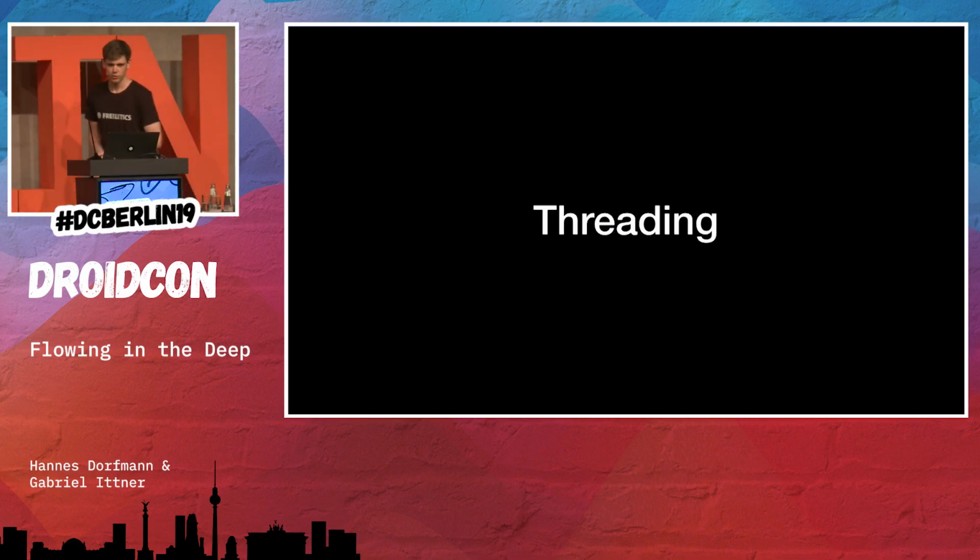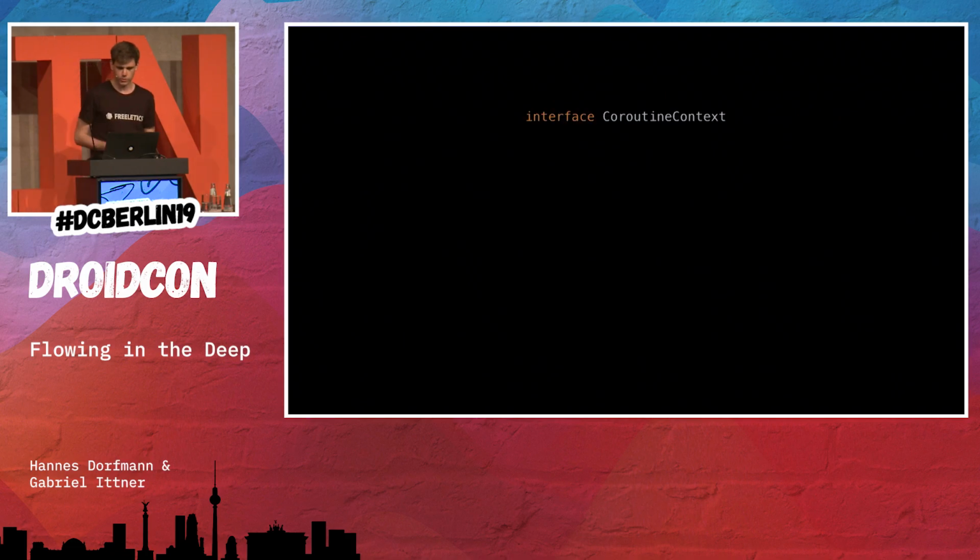So let's take a look at threading. But before we can do that, we will actually need to take a look at two concepts from the Coroutine library, which we saw already to some degree. The first one is the coroutine context. A coroutine context consists of multiple elements, which are also coroutine contexts themselves. We will take a look at two of them, because those are the most common ones and the ones that are most relevant for us right now.